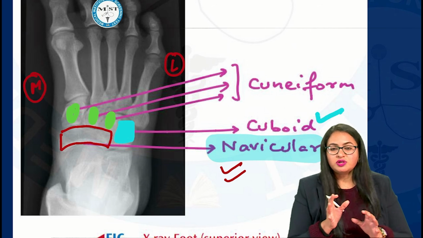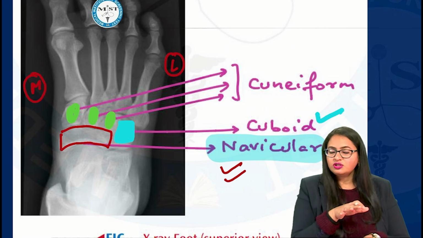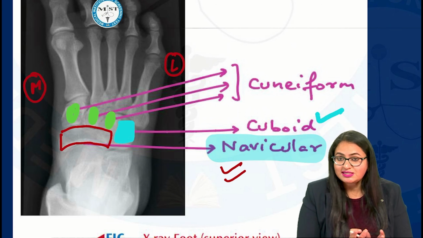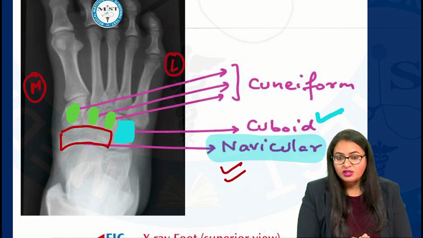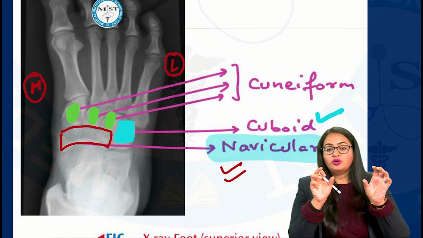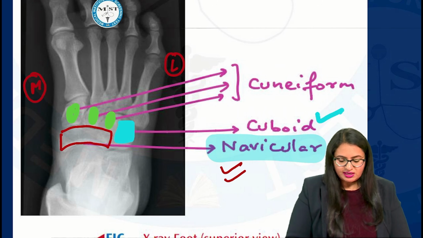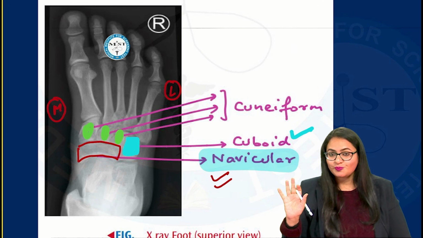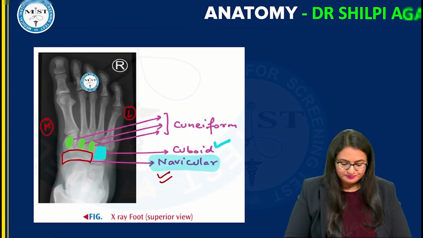So when you see the superior view, the talus and calcaneum are overlapping. So on the posterior aspect of the image, you cannot visualize talus and calcaneum properly. So when you see a boat-shaped bone or a slightly curved bone towards the medial side of the image, this confirms that this is the navicular bone, right?